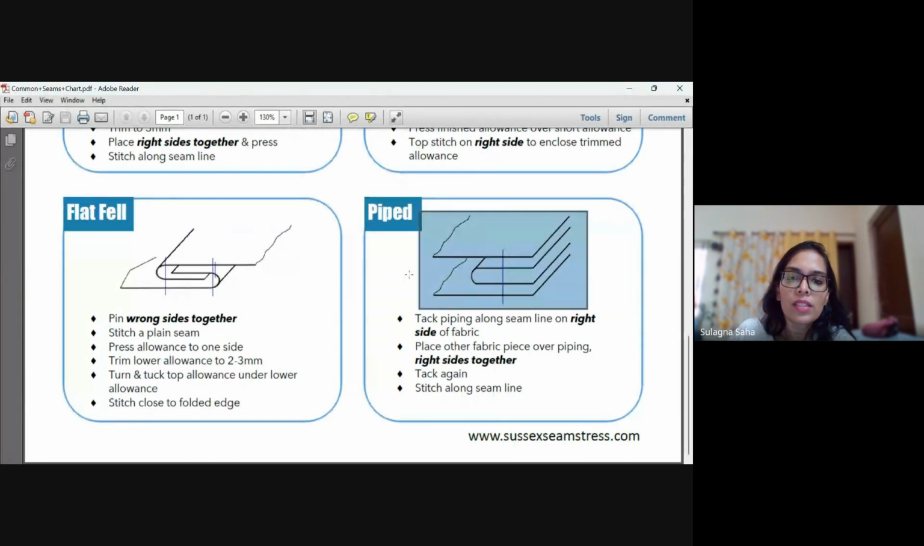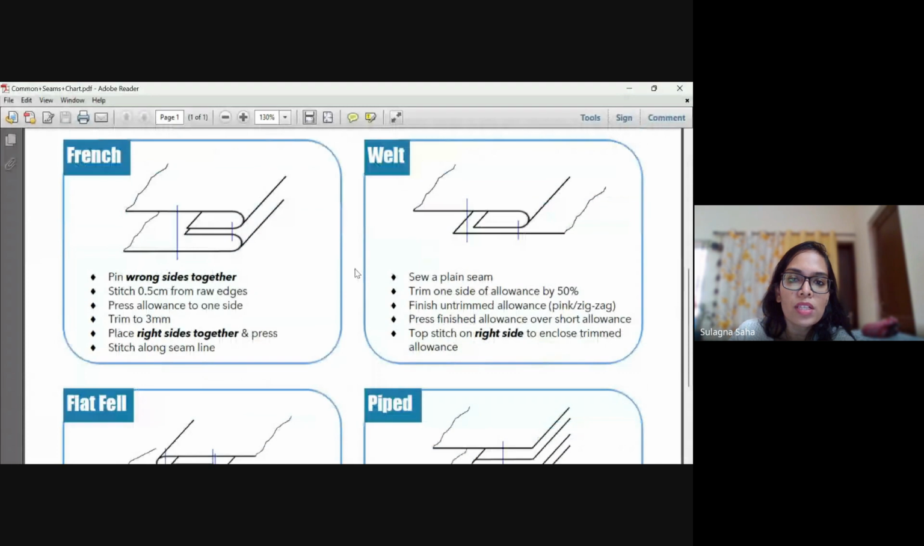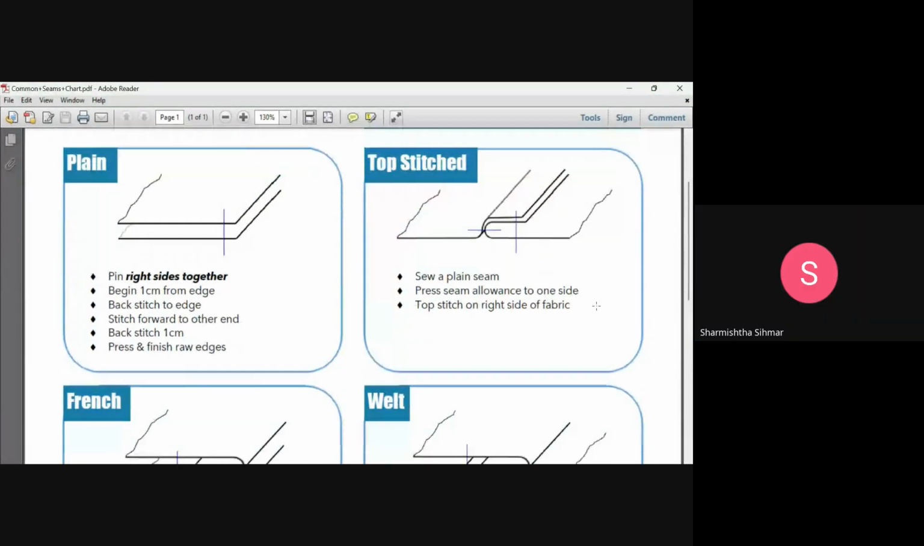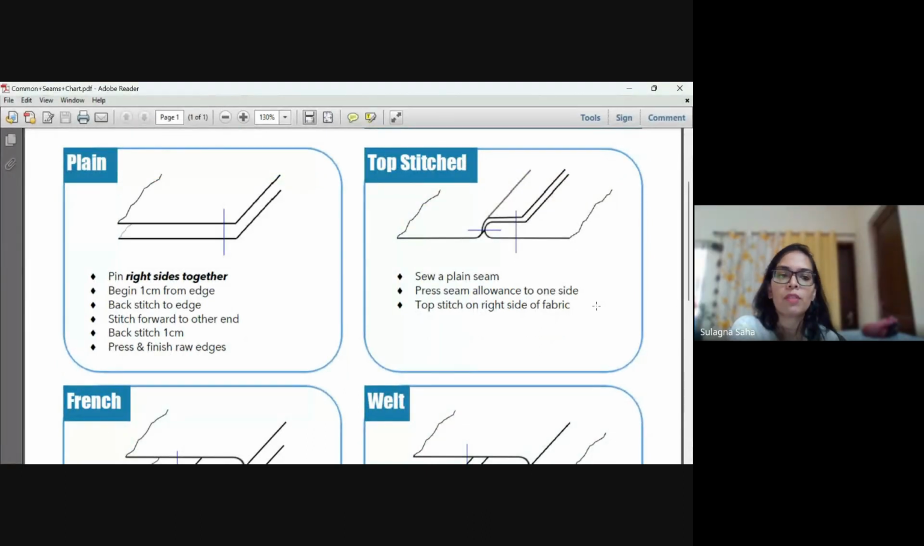These photos are not in your study material. Do you want to take photos once? Yes, ma'am. So let me just go through each one of these on Zoom one by one and take the photo and let me know.